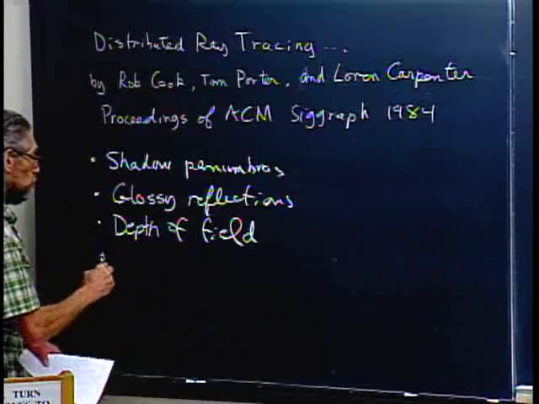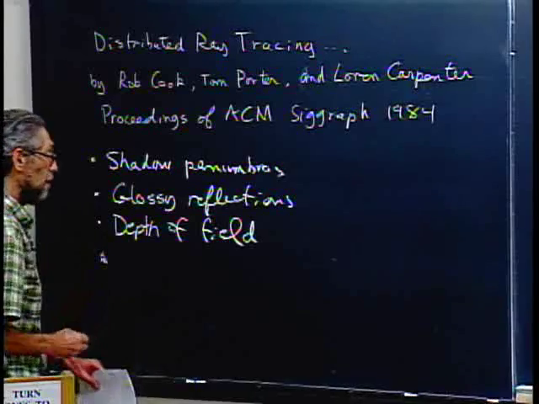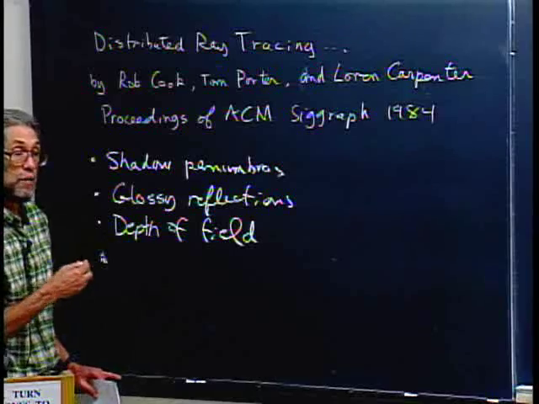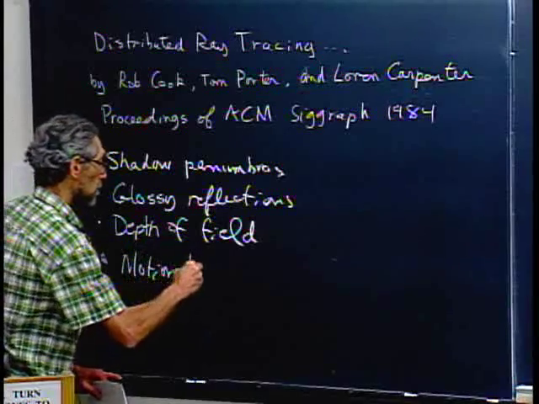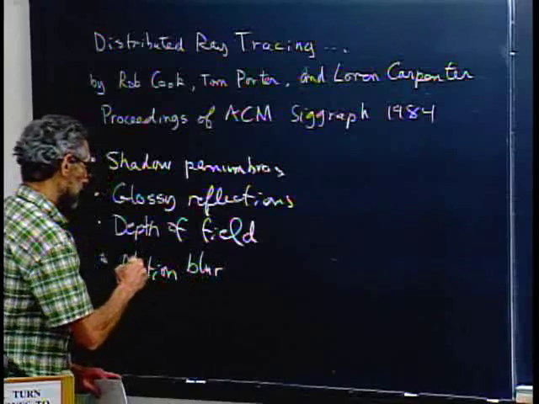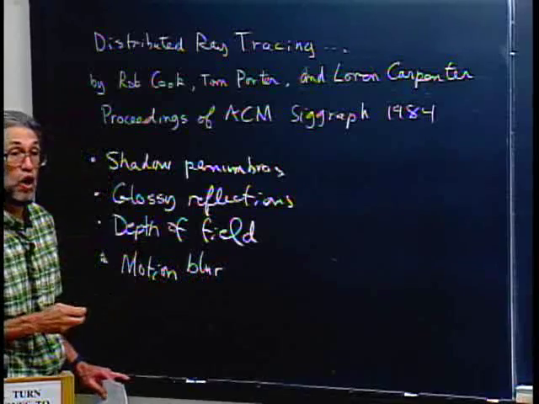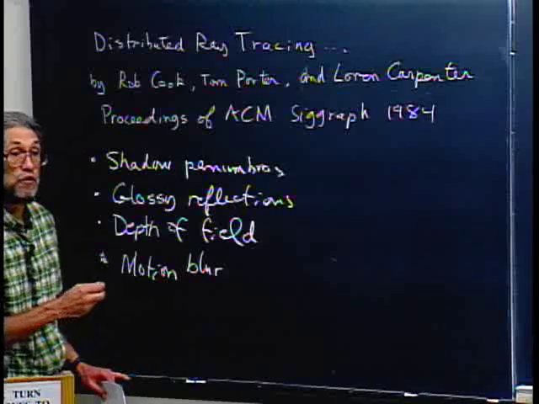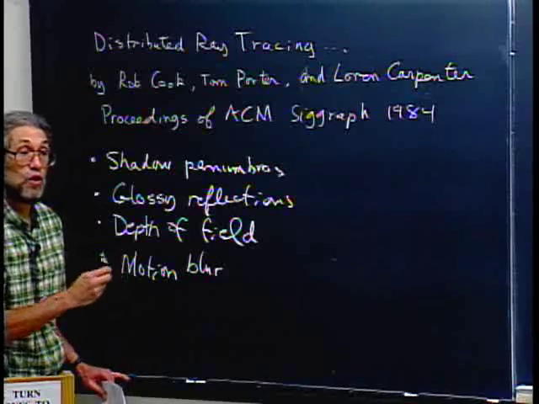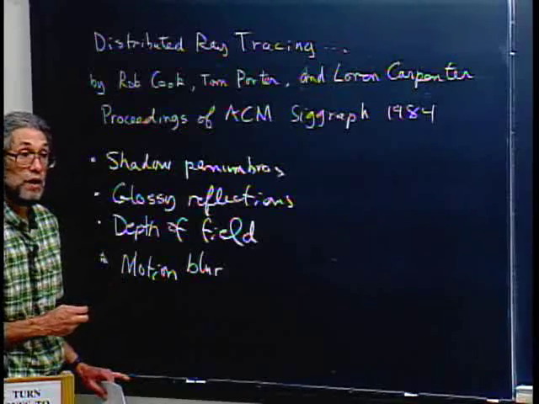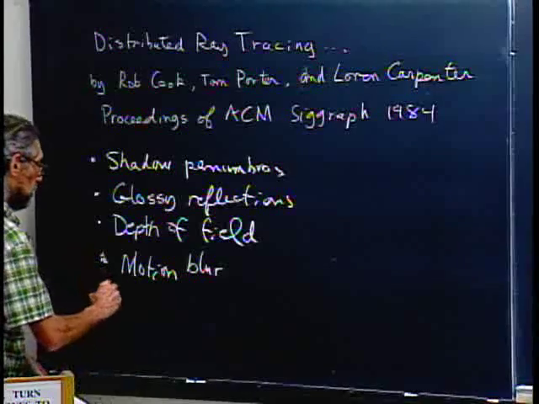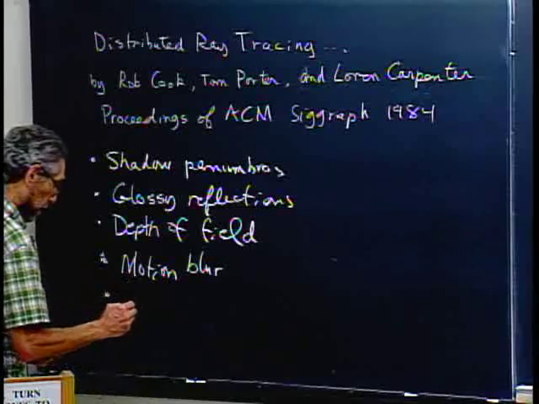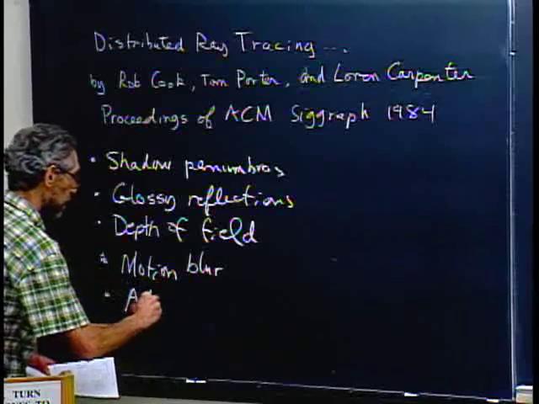Another thing you have to do if you want to match live photography with computer animation is motion blur, because any real camera has the shutter open for a finite amount of time. If there are moving objects, their motion will cause a blur in the image, and this Monte Carlo sampling should get that also. Anti-aliasing.